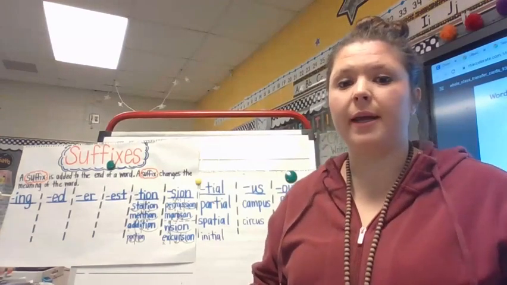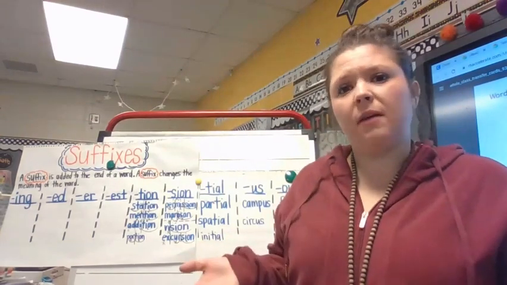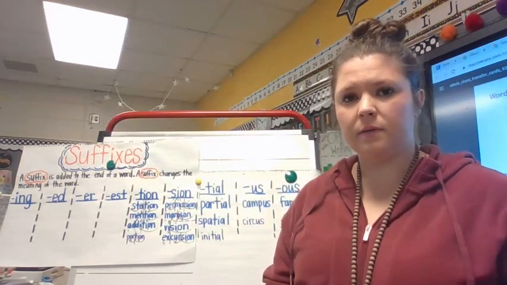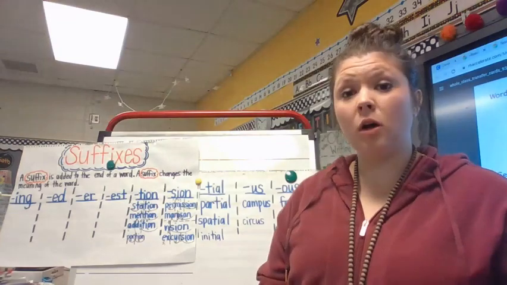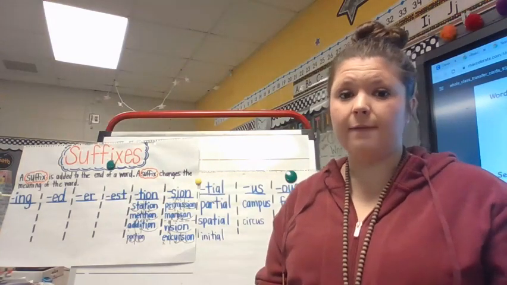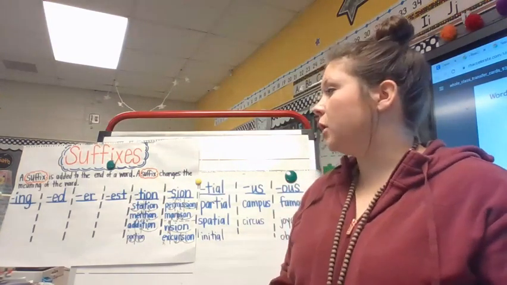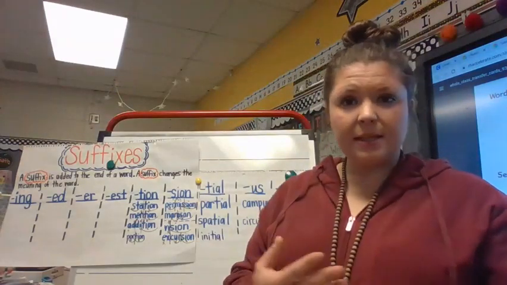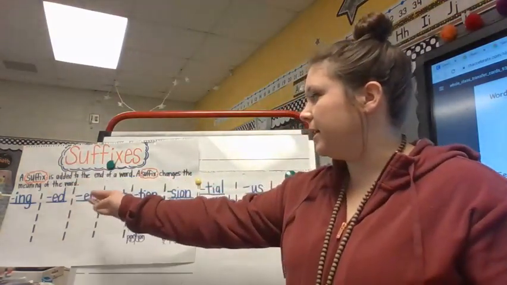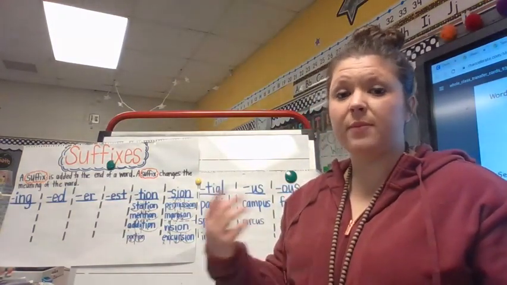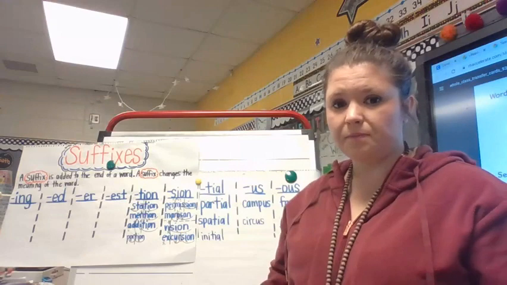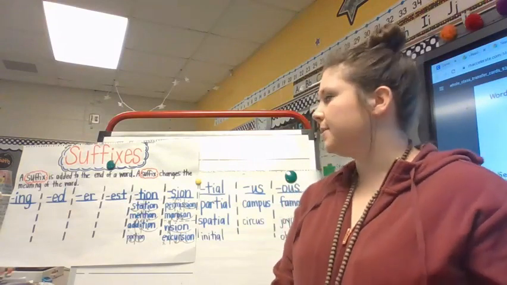In phonics, we have been talking about suffixes. Where does a suffix come in a word? It comes at the end of a word. A suffix can also change the meaning of the word. We've learned in previous lessons the suffixes ing, ed, er, and est. Yesterday, you provided me with some examples of words that have those suffixes.